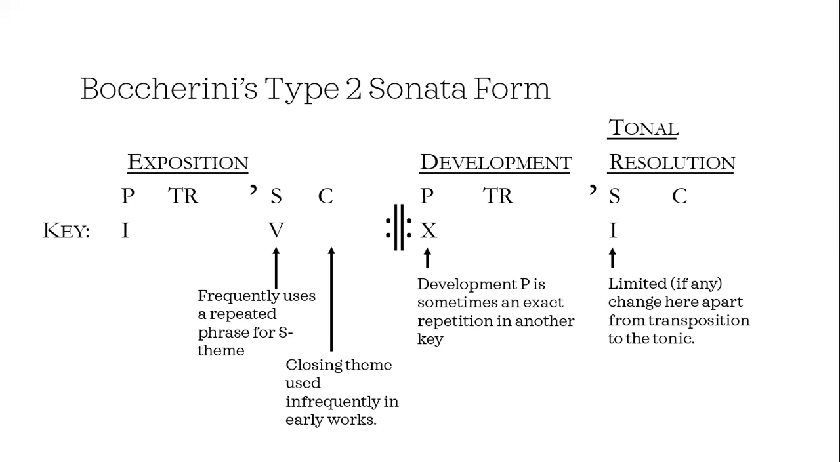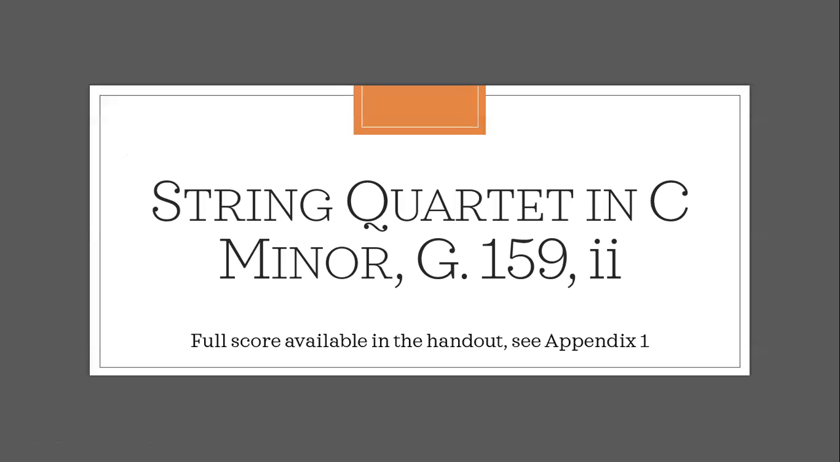Now, with a better understanding of the type 2 form and some of Boccherini's frequent or infrequent applications to that form, let's turn to the movements from his early quartets. We'll start with the second movement of the String Quartet in C minor, G159.